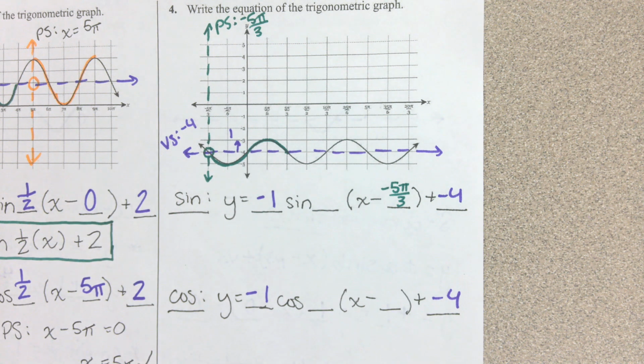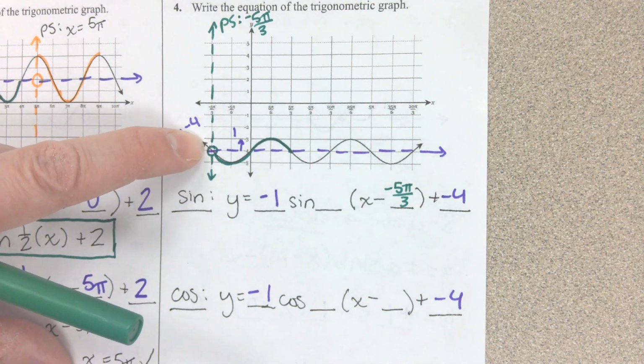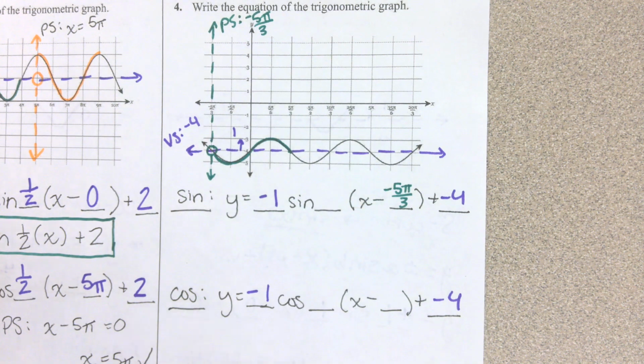I can't say that I have a cosine curve from this starting point because it's a sine curve by how it starts. So I can't put that same phase shift there. They can't have the same equation. It's not possible. All right, lastly, we just need to find b.